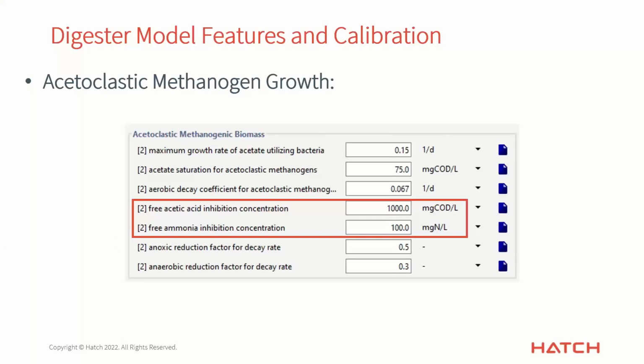Those two terms that control the inhibition are found on the kinetic menu. You can right-click on the digester, go to Input Parameters, go to the kinetic menu, and then scroll all the way down to the biomass. If you've done this before, you know that we have a section on this menu for each of the different biomass types. It's quite a long menu, so this one's towards the bottom. Go to the acetoclastic methanogen growth, and you'll find these two important terms here.